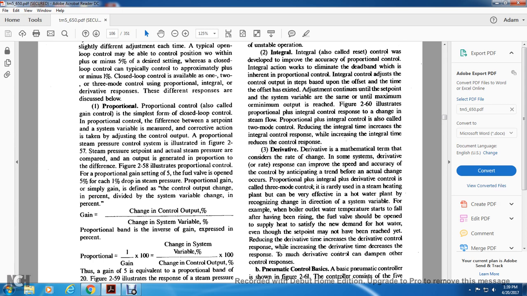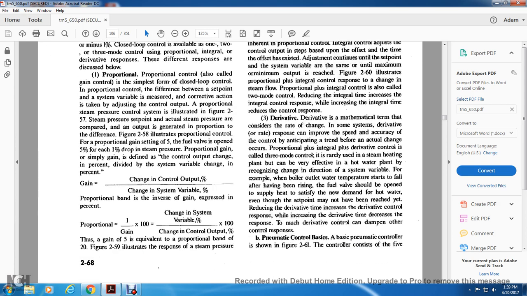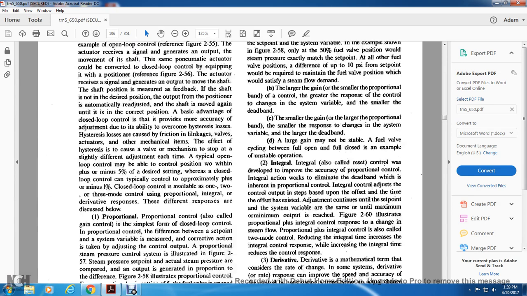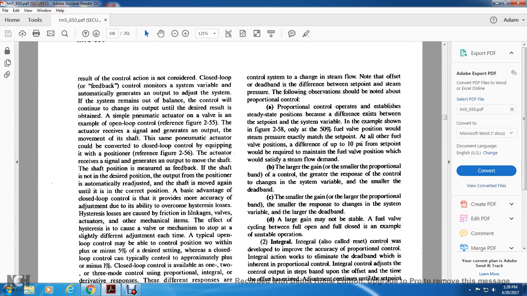Gain is defined as the control output change in percent divided by the system variable change in percent. Gain is equal to change in control output percentage over change in system variable percentage. Proportional band, the inverse of gain expressed in percent, equals 1 over the gain times 100, which equals the change in system variable percent over the change in control output times 100. A gain of 5 is equivalent to a proportional band of 20. Figure 259 illustrates the response of the steam pressure control system to a change in steam flow. Note the offset, or dead band, which is the difference between the set point and the steam pressure.